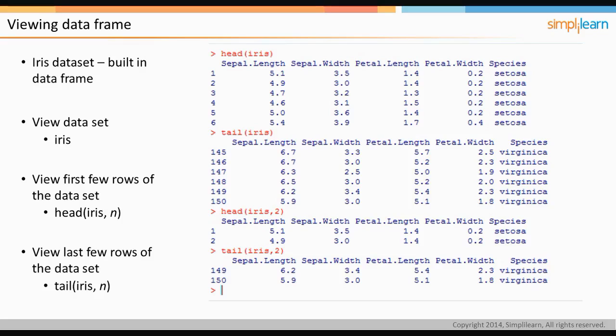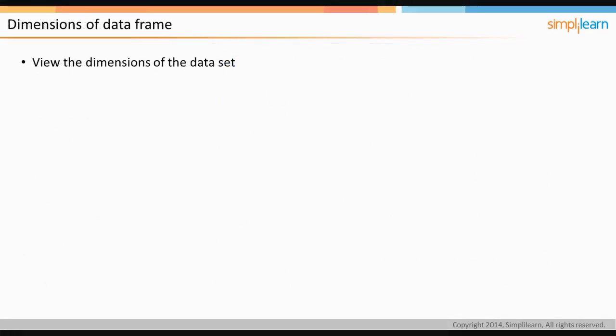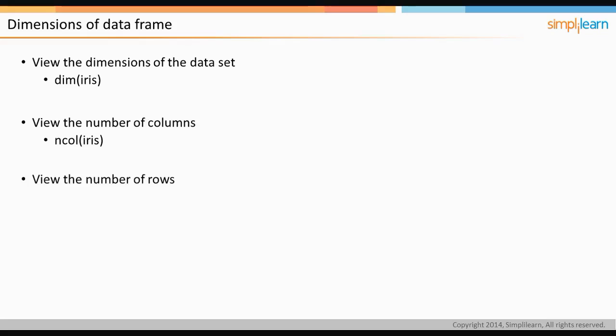In the next slide, we will look at commands to view the dimensions of data. Listed here are a few commands to view the dimensions of a dataset. dim of dataset name gives a vector result of the number of rows followed by the number of columns. ncol of dataset name gives the number of columns, and nrow of dataset name gives the number of rows, separately. Try these commands with the sample IRIS dataset.